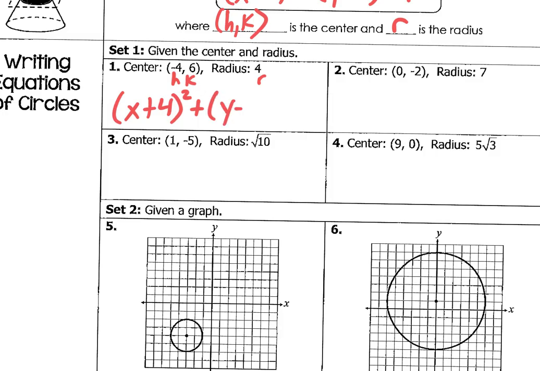And then y minus 6. Both of these parentheses are always squared. So don't forget to put the squared there. That's a big part of the equation. Equals 4 squared, and we're just going to go ahead and square it and make 16. That's our equation. Nothing else that we have to do. Okay, we don't have to FOIL it or anything like that. That's our equation.